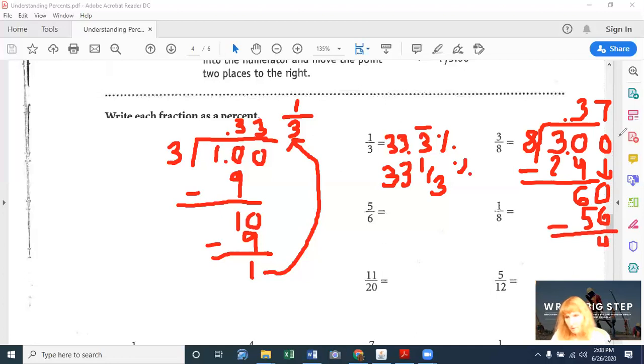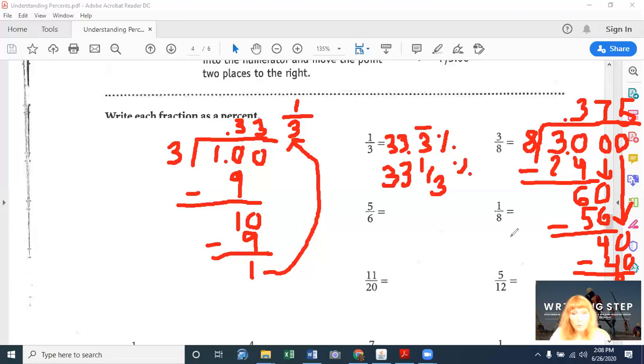Now we're going to bring down another 0. And 4. How many 8s in 40? Right? 5. 5 times 8. This line a little longer here. 5 times 8 is 40. 40 minus 40 is 0. And now we are done. We've gotten to a remainder of 0. So 3/8 is the same as 0.375.